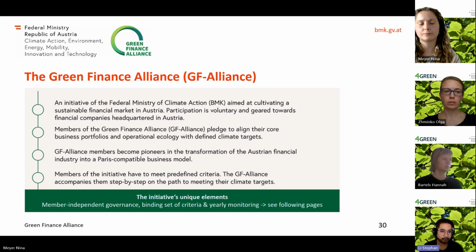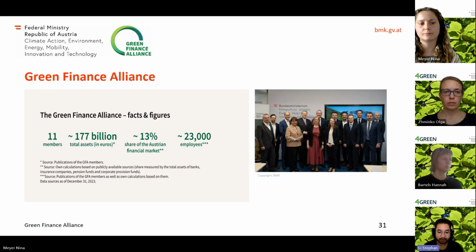Overall, we believe that the Green Finance Alliance is really a success story. We have currently around 11 members, and it's growing. So this year we have actually just introduced our newest 11th member. Overall, all our members encompass an asset base of nearly 100 billion euros, and an employee base of nearly 23,000 people.